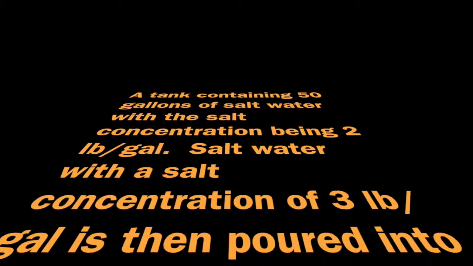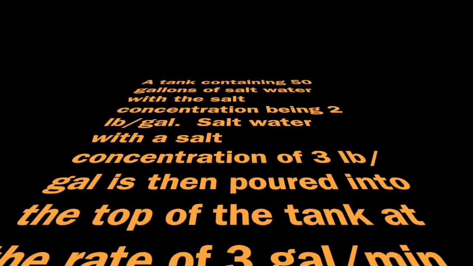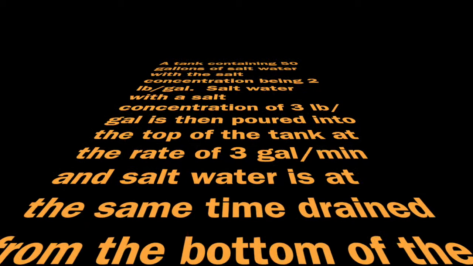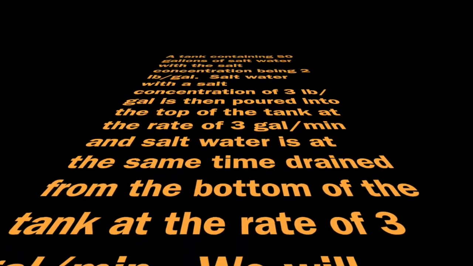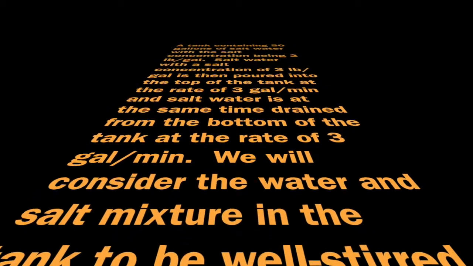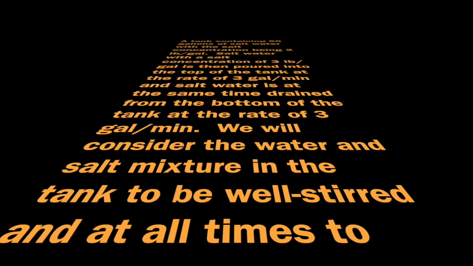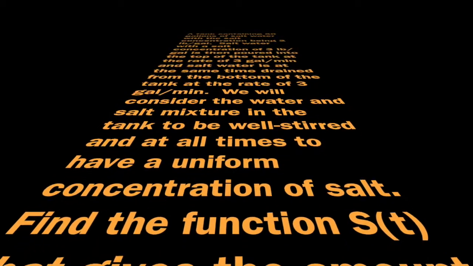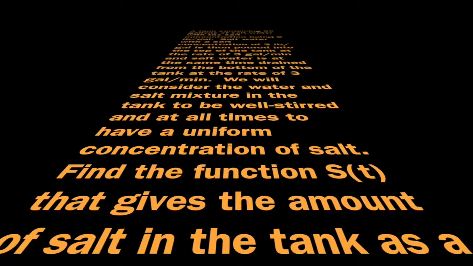Salt water with a concentration of 3 pounds per gallon is then poured in the top of the tank at the rate of 3 gallons per minute. And the salt water is at the same time drained from the bottom of the tank at the rate of 3 gallons per minute. We will consider the water and salt mixture in the tank to be well stirred and at all times to have a uniform concentration of salt.